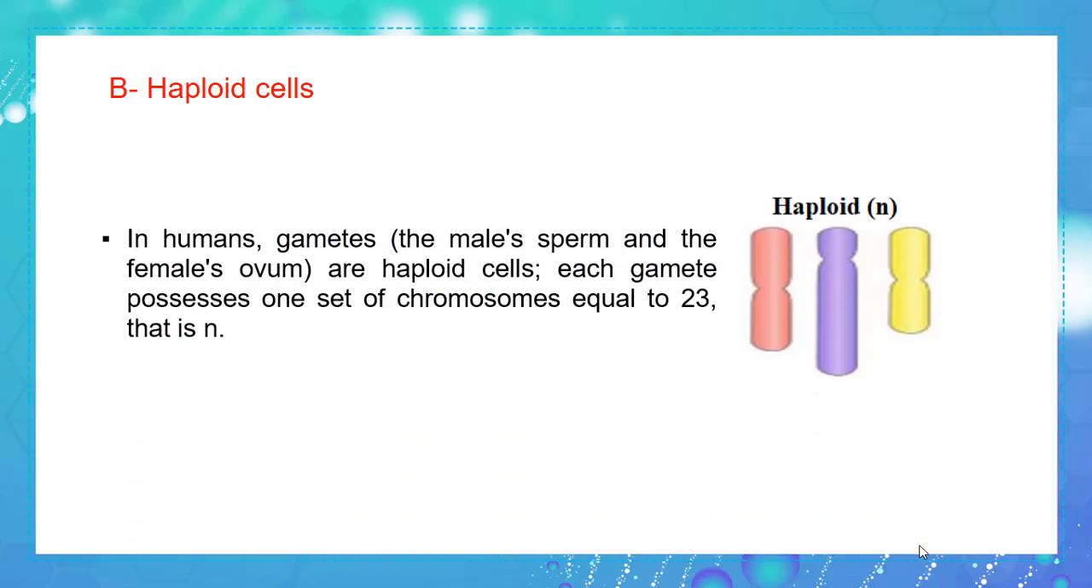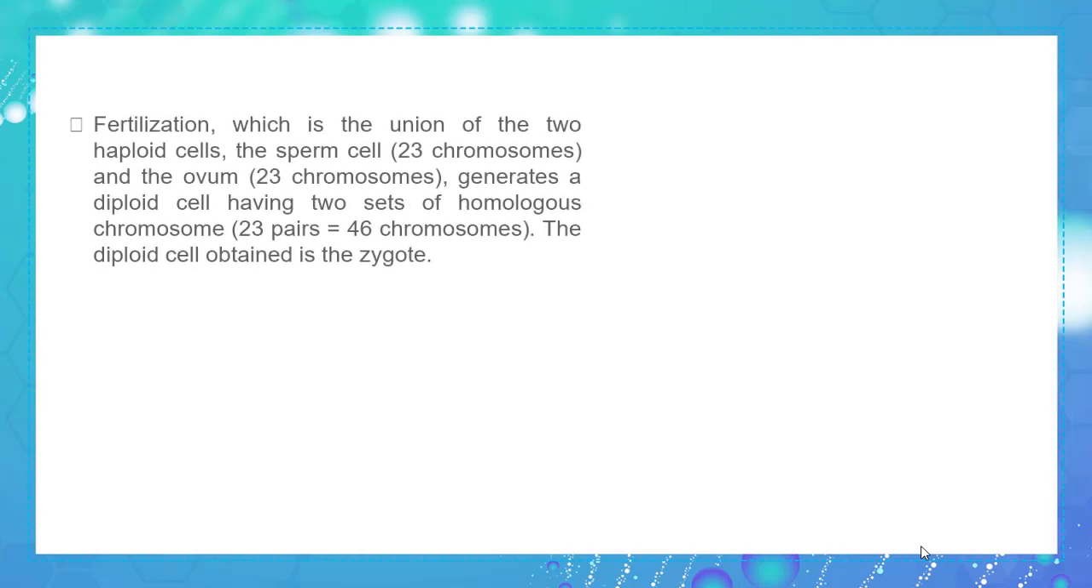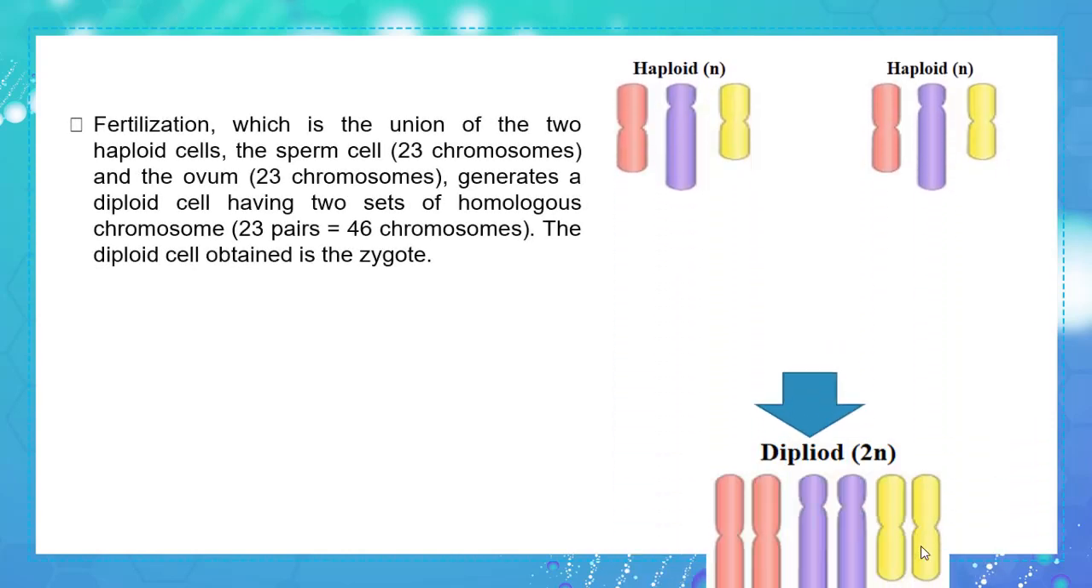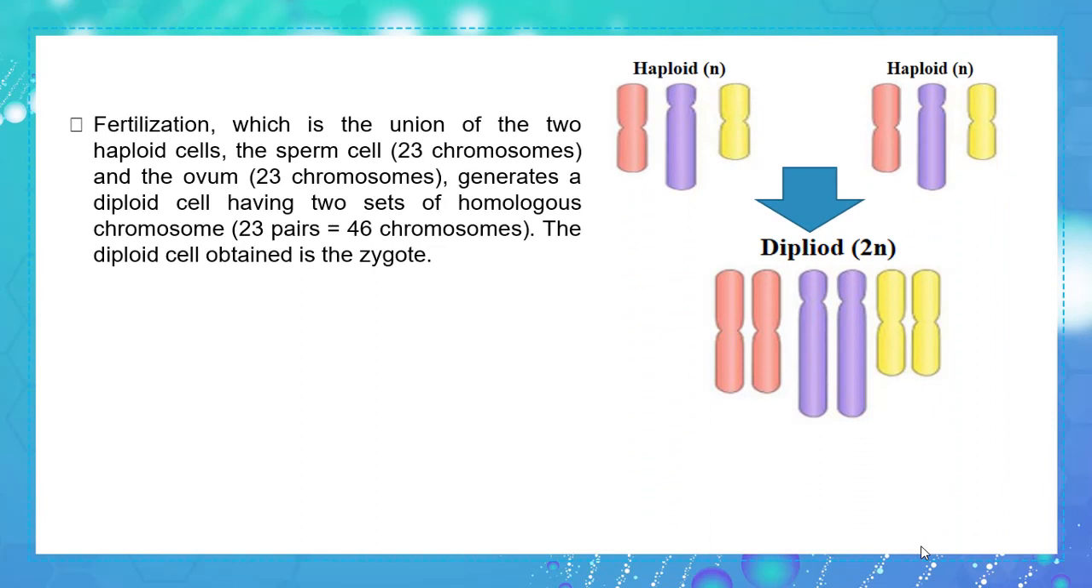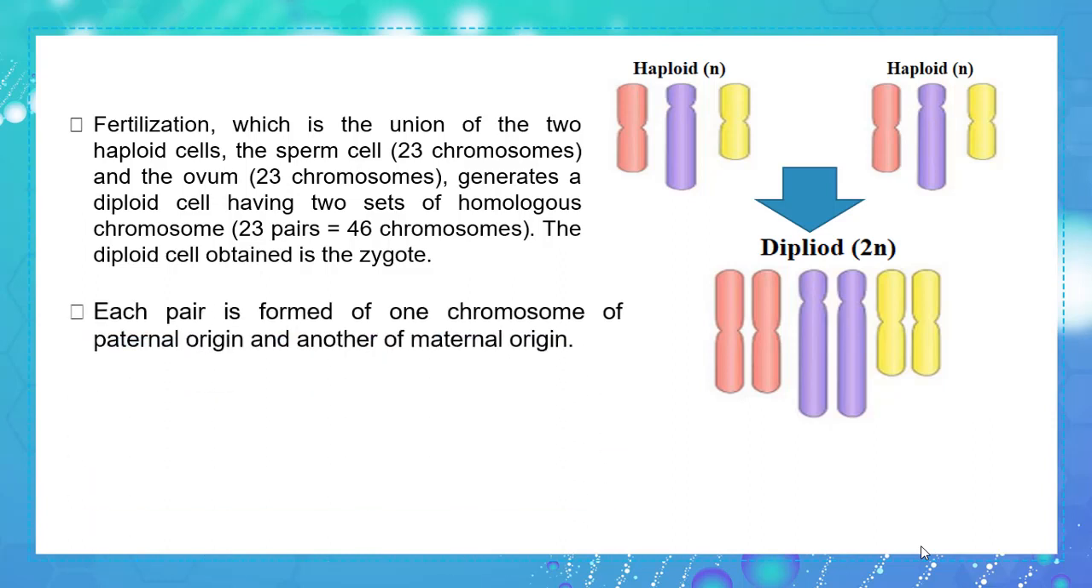On the other hand, the haploid gametes, the male's sperm and the female's ovum, possess only one set of chromosomes equal to 23, that is n. The union of the two haploid cells, the sperm cell with the 23 chromosomes and the ovum cell with the 23 chromosomes during fertilization, generates a diploid cell having two sets of chromosomes, 23 pairs equal 46 chromosomes. In each pair of chromosomes, one is of maternal origin while the other is of paternal origin.